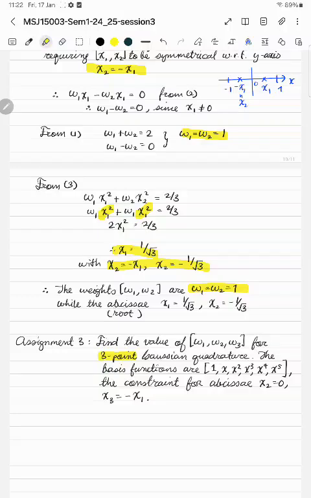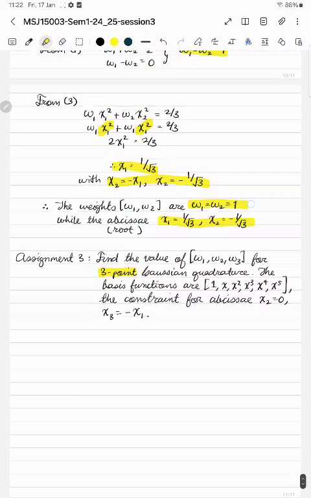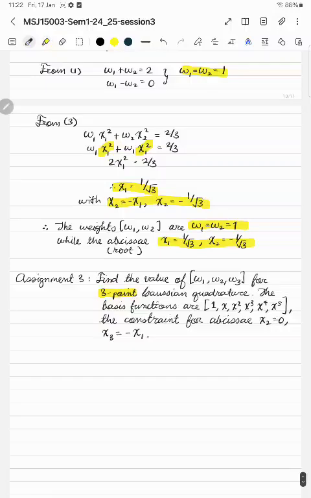And the abscissa, or the root, actually, in simple terms it is just the root. The roots for the integral will be x1 equals 1 over square root 3, and x2 equals minus 1 over square root 3. So the next assignment, your final assignment for this session, is to derive the values for 3 points quadrature, and the conditions are given here.